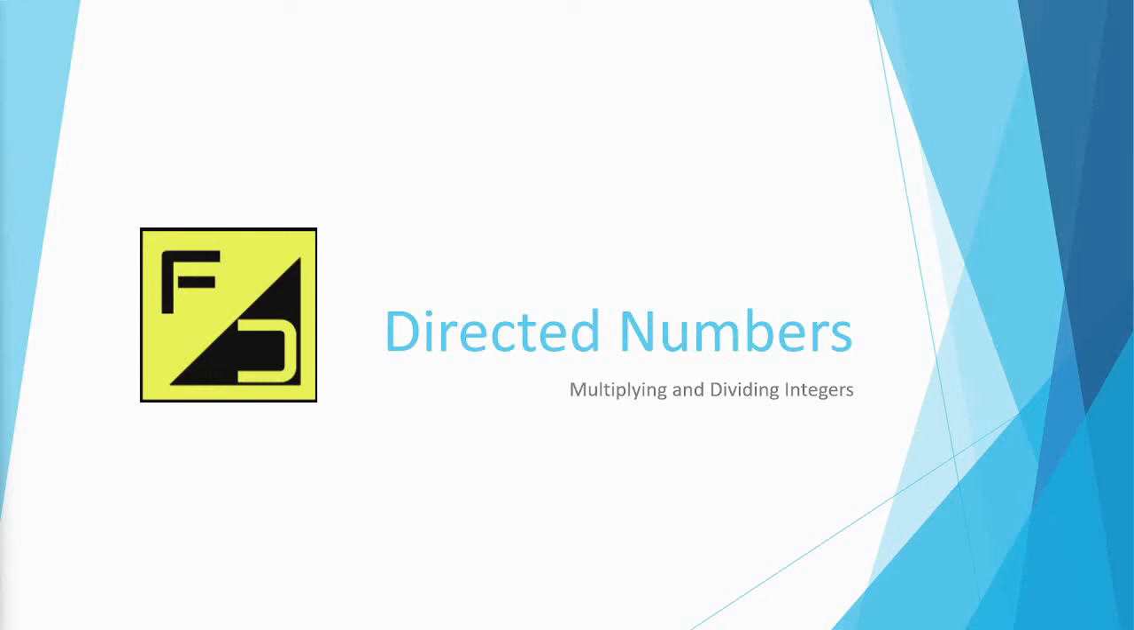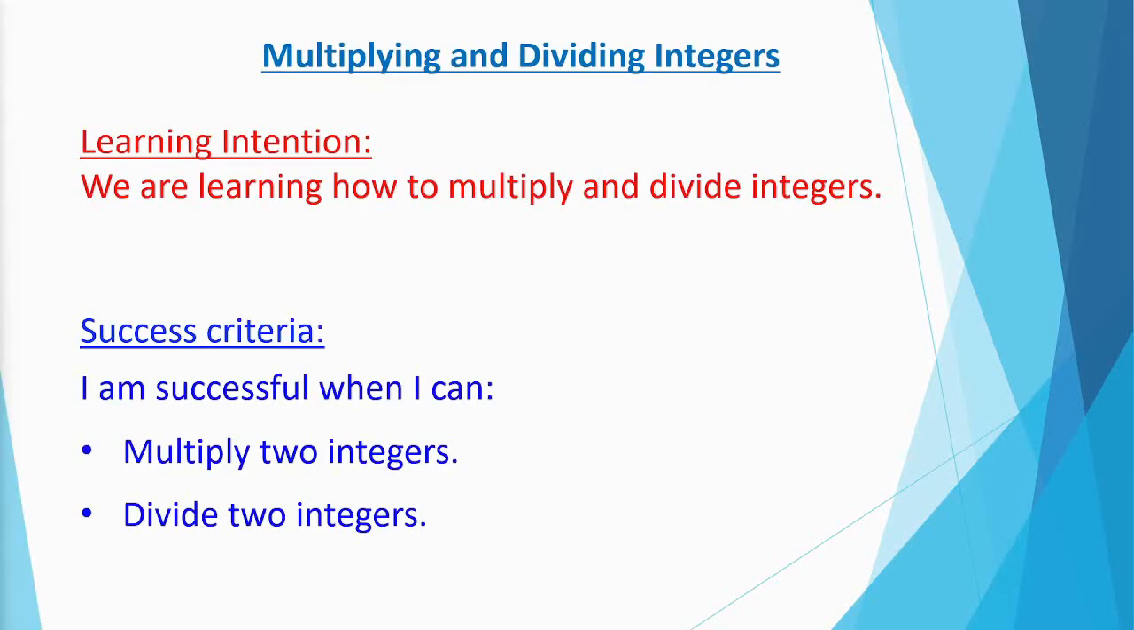Welcome to Flipped Classroom. The unit is directed numbers and we are looking at multiplying and dividing integers. Our learning intention today is we are learning how to multiply and divide integers, and our success criteria is I'm successful when I can multiply two integers and divide two integers.